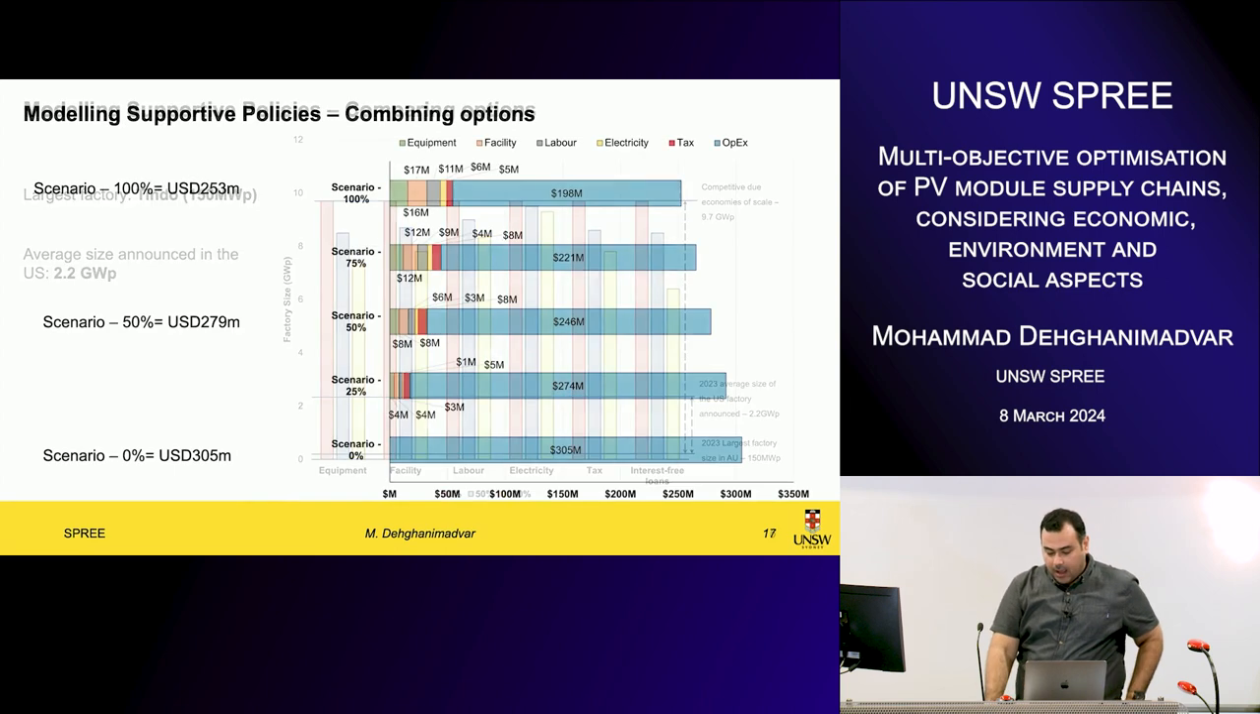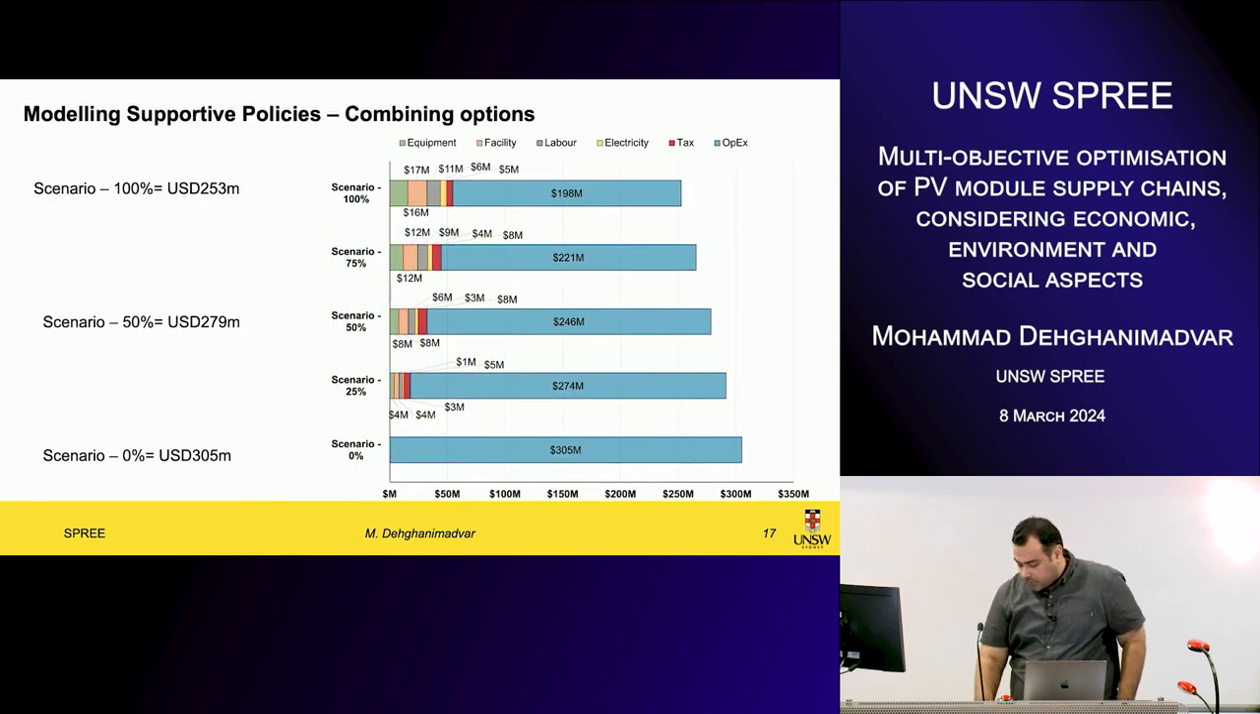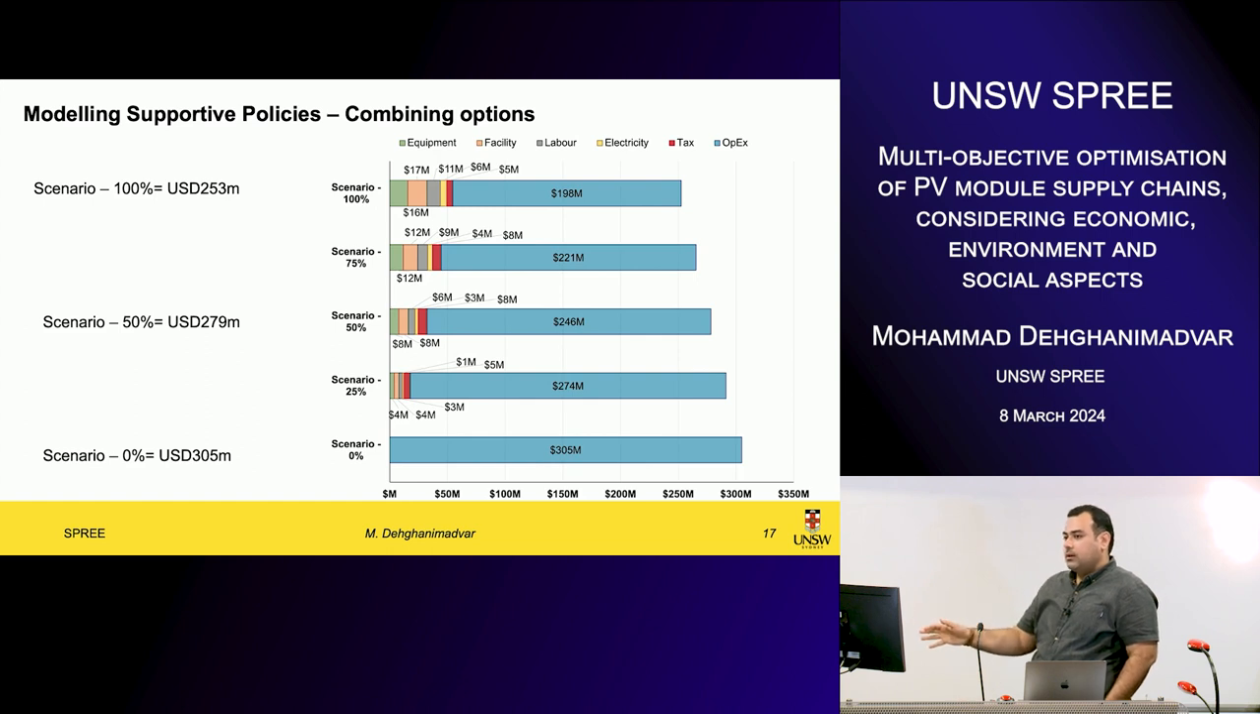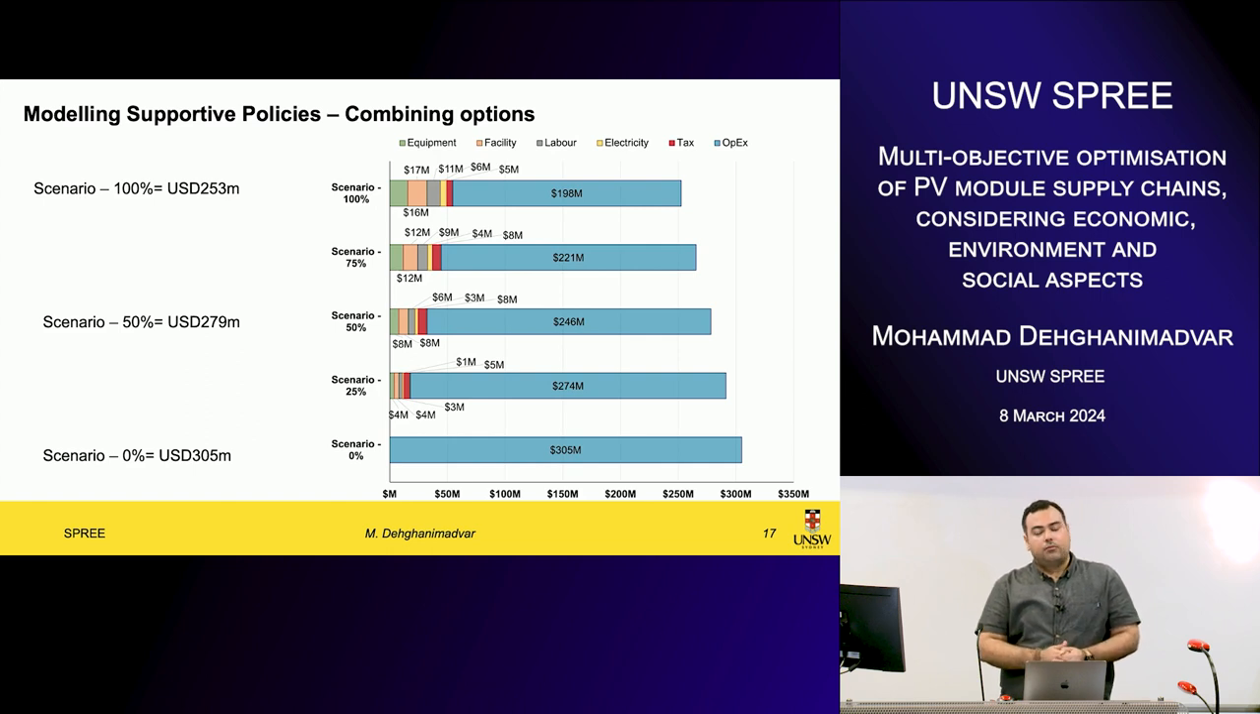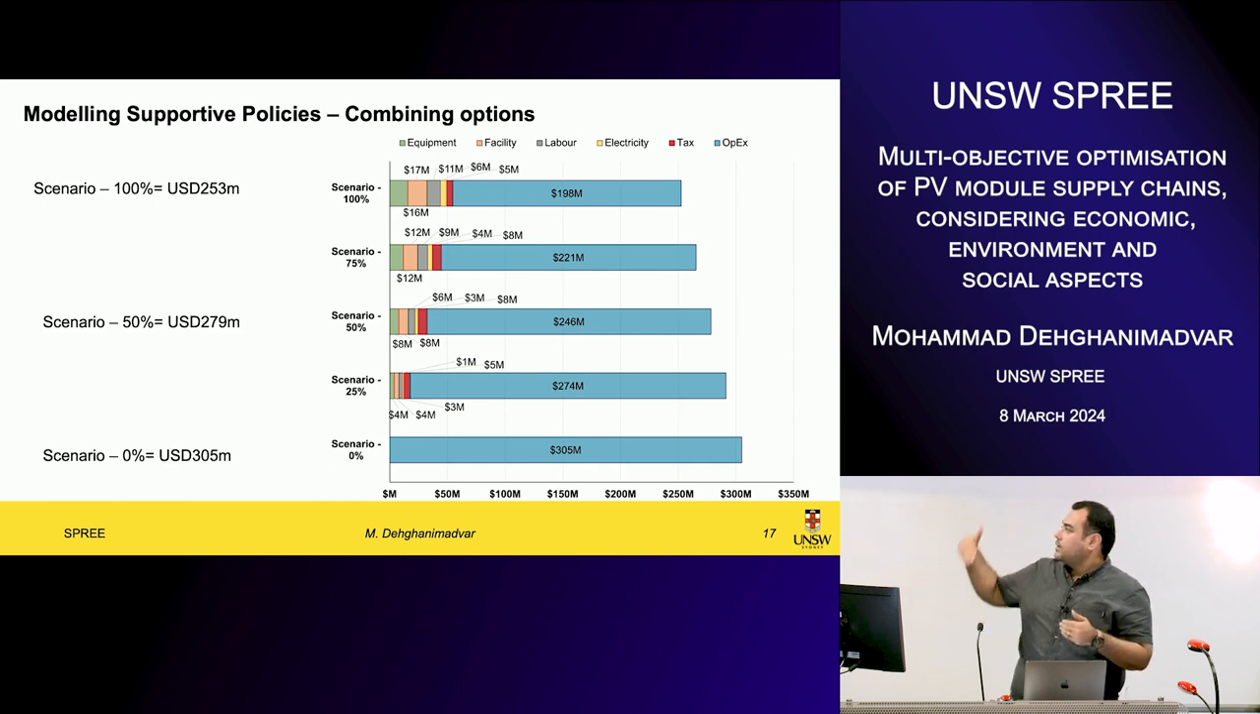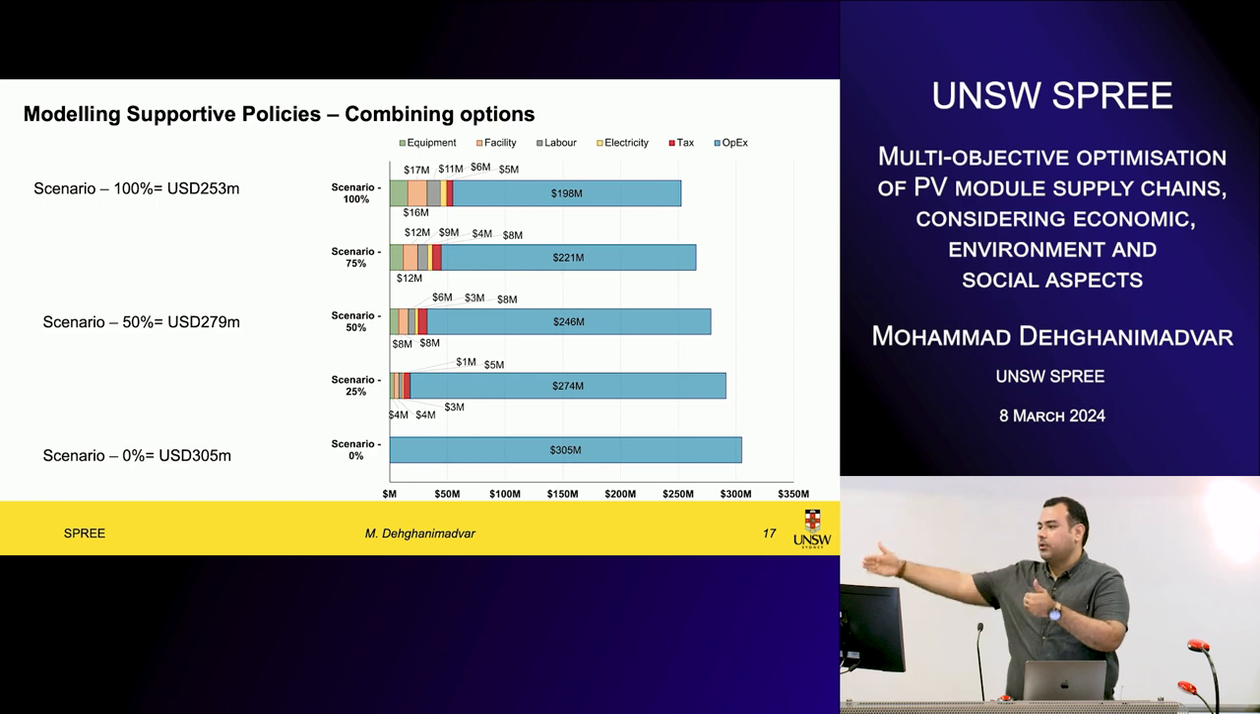So what happens if we combine those policies? I examined five different scenarios. In scenario 0%, I assume that there are only production credit incentives. For 600 megawatt capacity in Australia, the government needed to pay $305 million over 7 years to make it competitive. So in the scenario 25%, I said, okay, what happens if we pay 25% of the upfront cost and the rest by production credit?